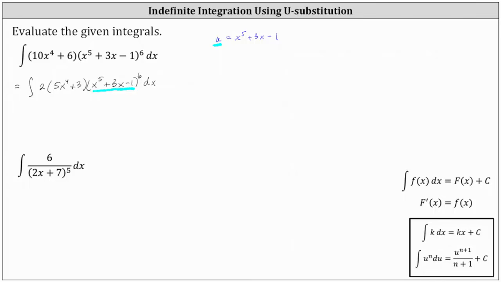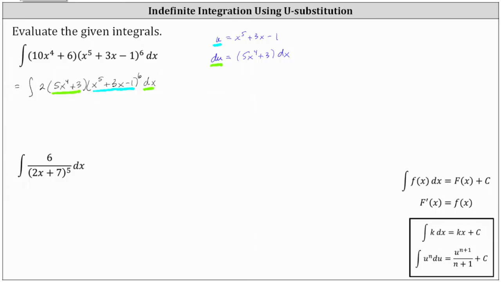The next step is to determine differential u, where differential u is equal to the derivative of the quantity x to the fifth plus 3x minus 1 with respect to x times dx, which gives us the quantity 5x to the fourth plus 3 times dx. And now looking back at the integral, this is good news because if differential u is equal to the quantity 5x to the fourth plus 3 times dx, we can now substitute du for, again, the quantity 5x to the fourth plus 3 times dx. And we can factor out the 2.